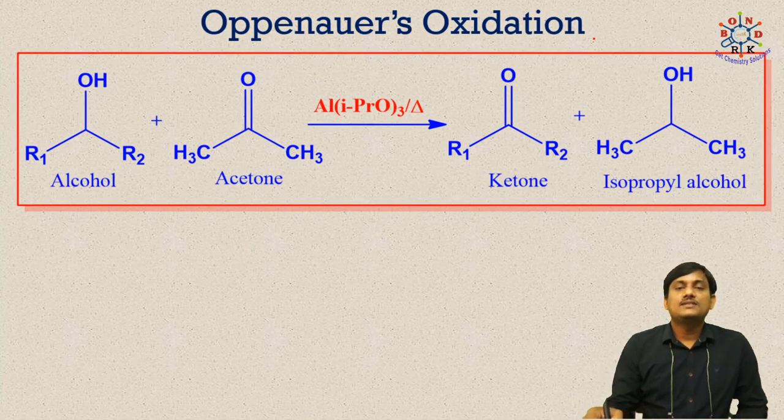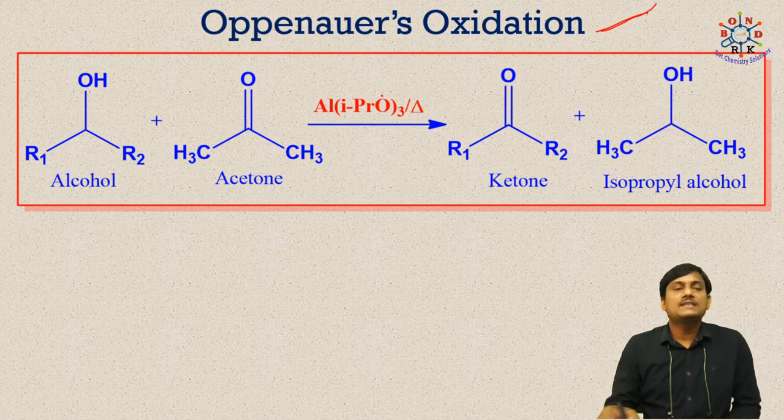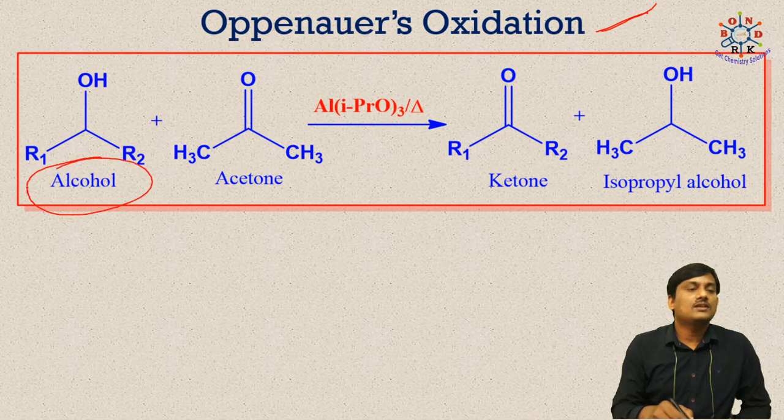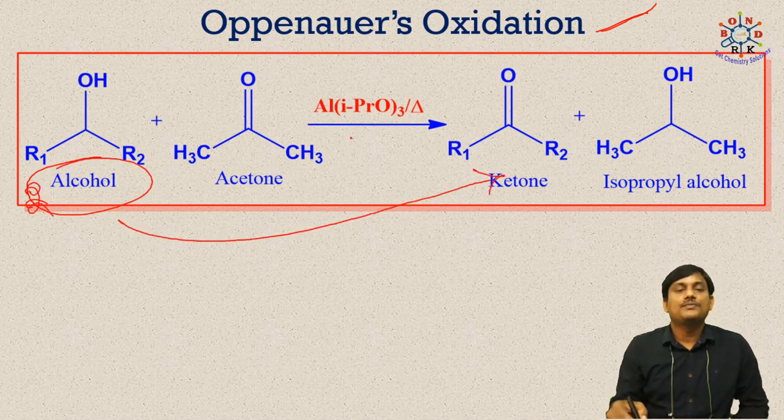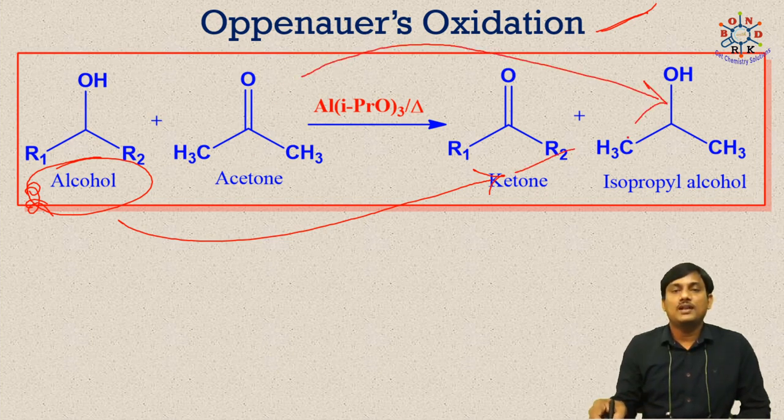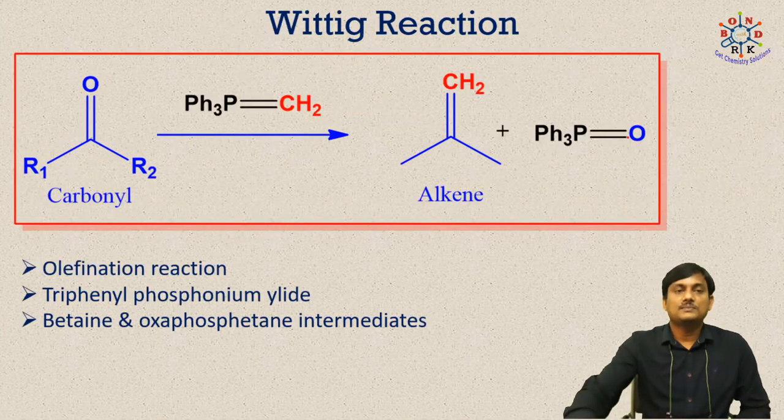Oppenauer oxidation. This one is the reverse of the MPV reduction, Meerwein-Ponndorf-Verley reduction. In this case, secondary alcohols will be oxidized to ketones. When you treat alcohol with acetone in the presence of aluminum isopropoxide, alcohol will be converted into ketone and acetone will be converted into isopropyl alcohol. This one is exactly opposite to the MPV reduction.